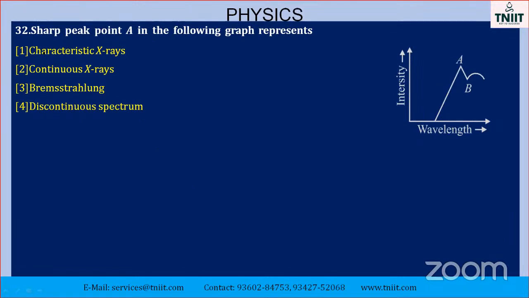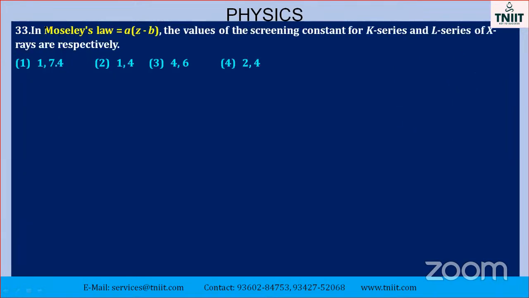You are going to get a sharp peak at the point A. That is the characteristic of X-ray. Actually, it is not there in our syllabus, but it is the characteristic of X-ray. This Moseley is also not there in our syllabus, but remember, according to Moseley, the screening constants of K series and L series are 1 and 7.4. Actually, this is also not there in our syllabus.